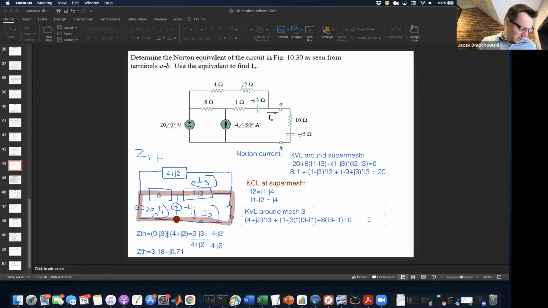Make sure I get that right. Oh, see if I can cut this. I2. So 1 minus j3 is multiplied by I3 minus I2, not I1.